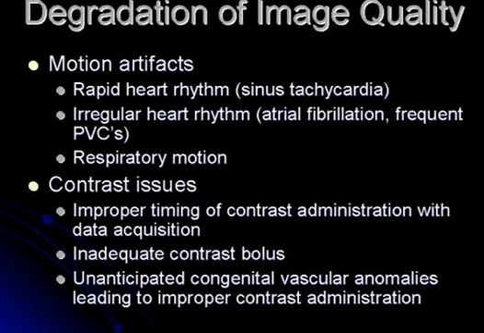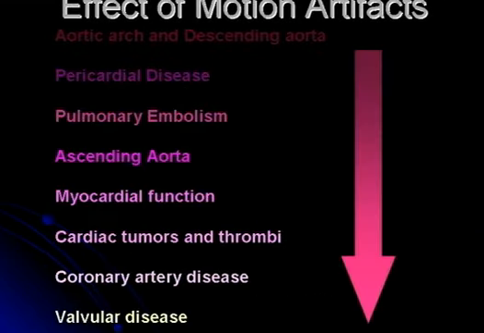Several different things can degrade our image quality, including motion artifacts related to heart rhythms or respiratory motion, or just improper contrast timing. And we see that motion artifacts tend to affect our smaller, more mobile structures as compared to larger structures such as the aorta or pericardium. So looking at the coronary arteries or in valvular disease, we see that we're much more affected by motion artifact.